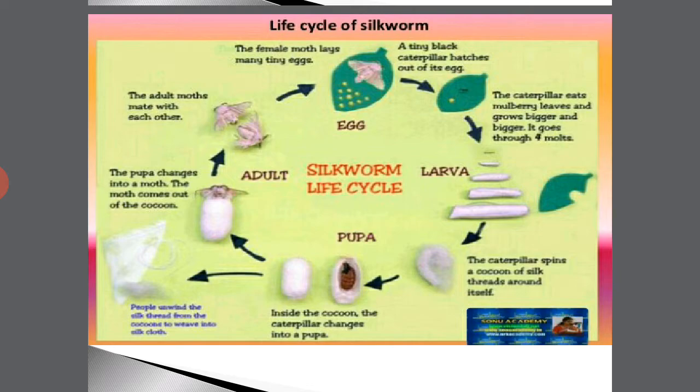The caterpillar spins a cocoon of silk thread around itself. Then it gets converted into pupa. Inside the cocoon, the caterpillar changes into pupa, and then the pupa changes into a moth. The moth comes out of the cocoon, and the adult moths mate with each other.